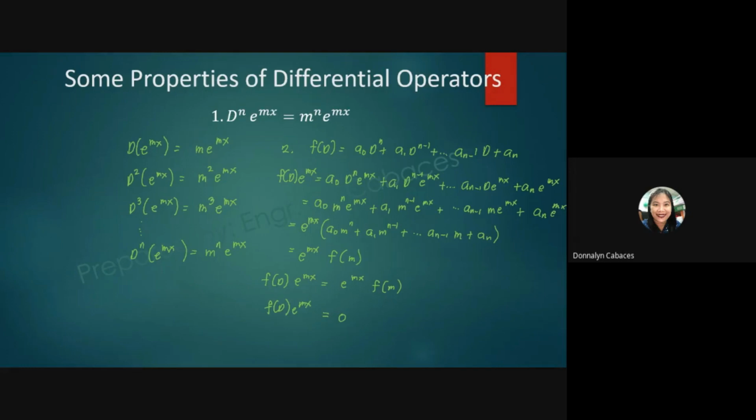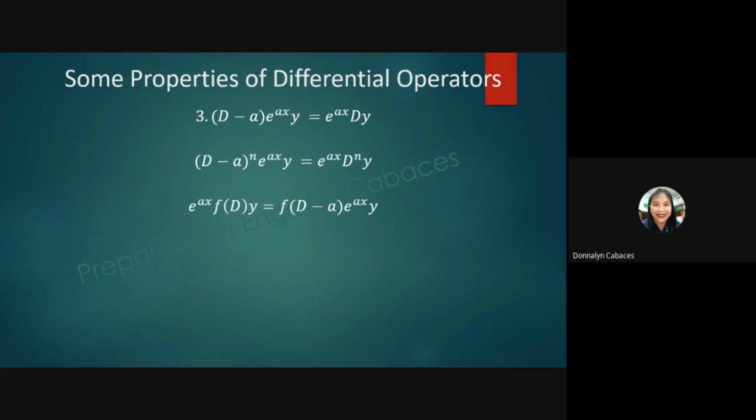So the next property, property number 3, is the so-called exponential shift. Why exponential shift? Because you're actually to shift the differential operator either going to the right or to the left of your e to the ax. Or it can be your e to the ax will be shifted from right to left of the differential operator. In the first one, you have (D minus a) e to the ax y. It should be equal to e to the ax Dy. Let us show this one.